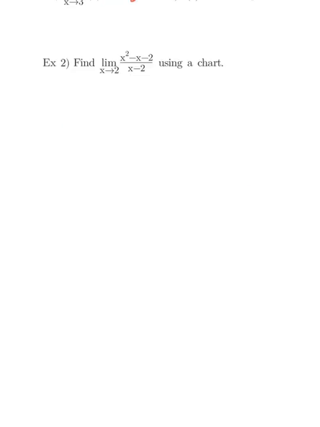On example 2, we are asked to find the limit as x approaches 2 for the function of x squared minus x minus 2 over x minus 2. And we are asked to do this limit by using a chart. When you set up a chart, 2 should be in the very center. I don't have a lot of room to fit this on my screen, so I'm going to make it a 2-piece chart.